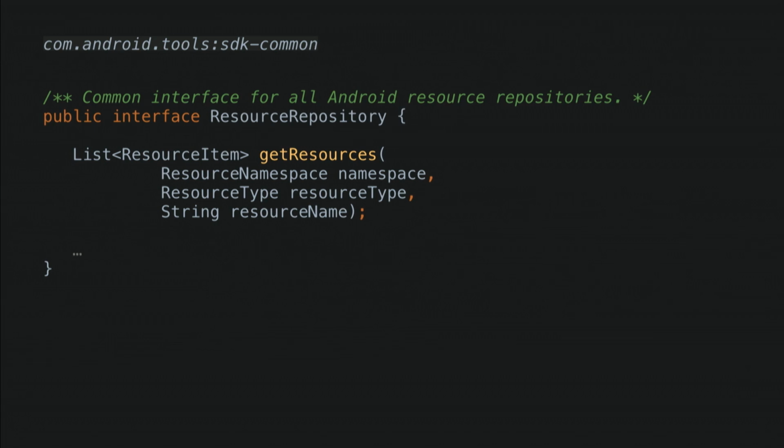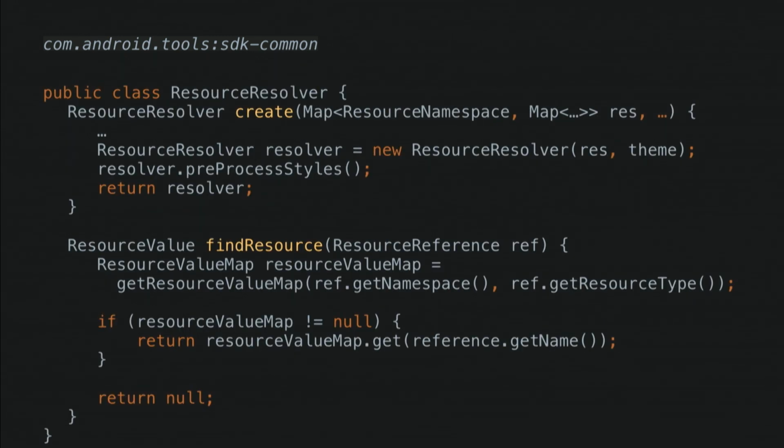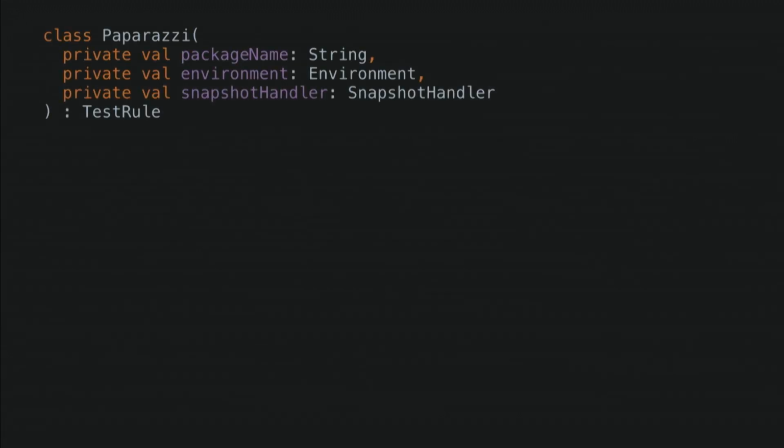Meanwhile, SDK comment defines the contract of something called a resource repository. This is the bucket that actually contains your app resources on the file system. It also provides something called a resource resolver, a class containing all the resources needed to do that rendering. It contains both the project-specific resources that either you or your transitive dependencies provide, as well as the entire Android framework resources that come bundled with Android. It also provides convenience methods to resolve resource and theme references.